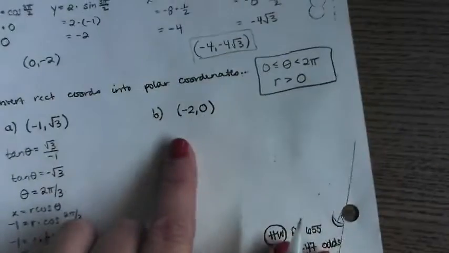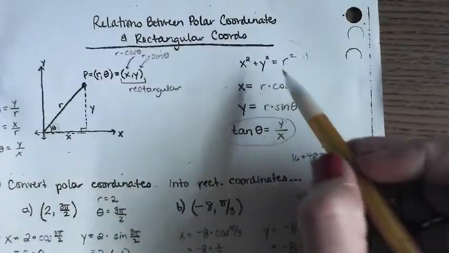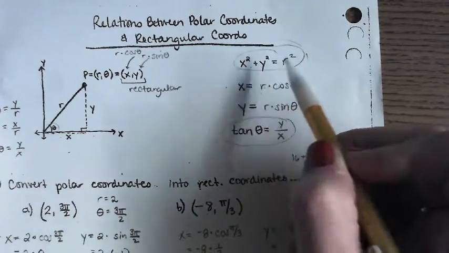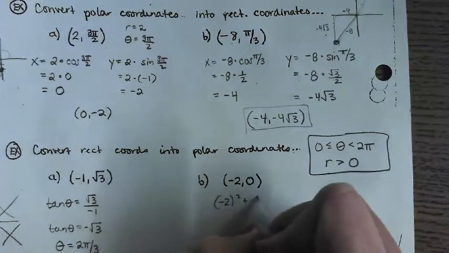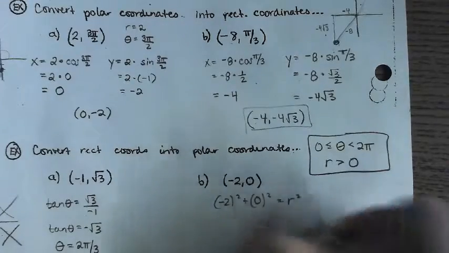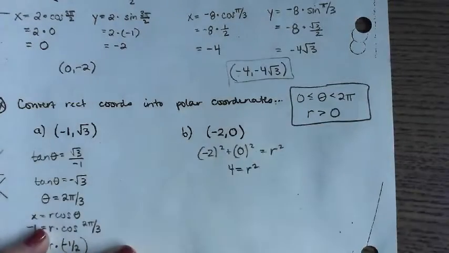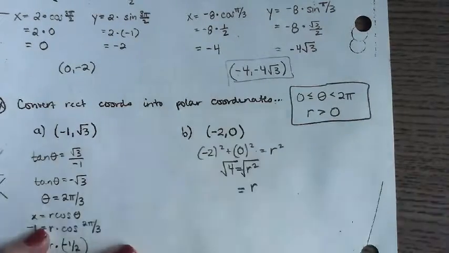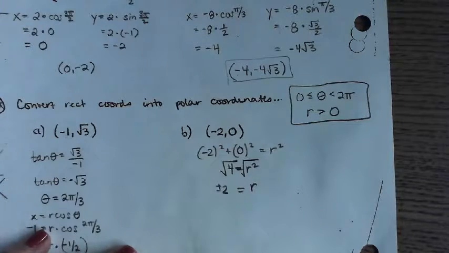All right, so on the second one, let's do it the way Josh recognized as another possibility, which is find your r first rather than your theta first. So using x squared plus y squared equals r squared, that's going to be 4 equals r squared. And then the square root of both sides is going to give me r equals, technically plus or minus 2, but based on what I just told you, we're all going to use positive 2.